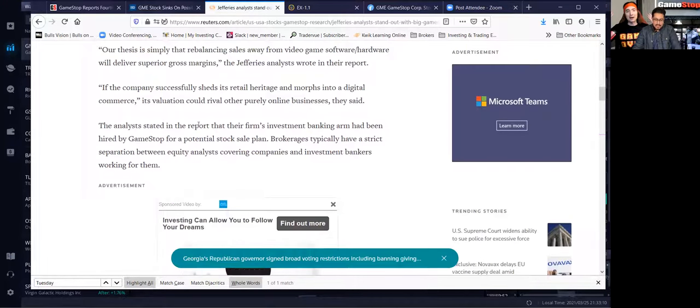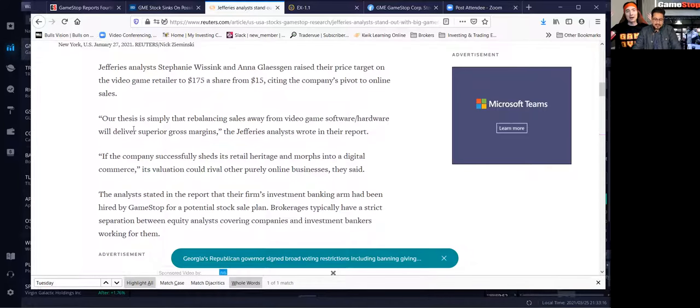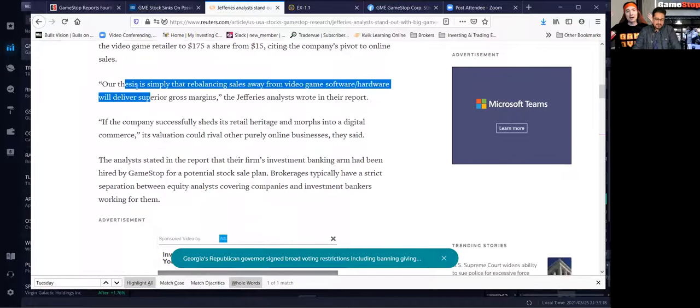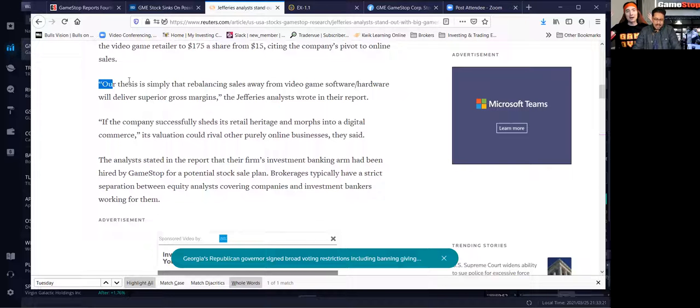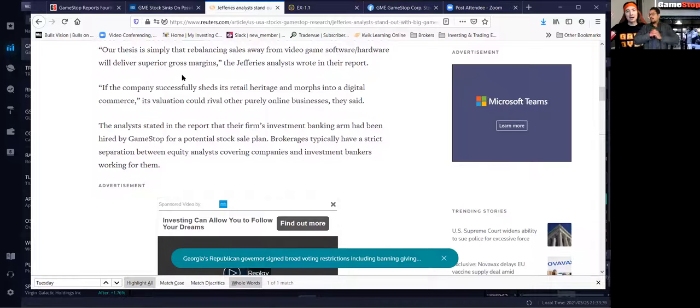In terms of the thesis, why Jefferies upgraded GME stock, this is pretty much what they said: "Our thesis is simply that rebalancing sales away from video games, software, hardware will deliver superior gross margins. If the company successfully sheds its retail heritage and morphs into digital commerce, its valuation could rival other purely online businesses." So that is something that could happen in the future. If GameStop decides to get rid of all the retail stores they have in the malls and go purely online, that could be a game changer.